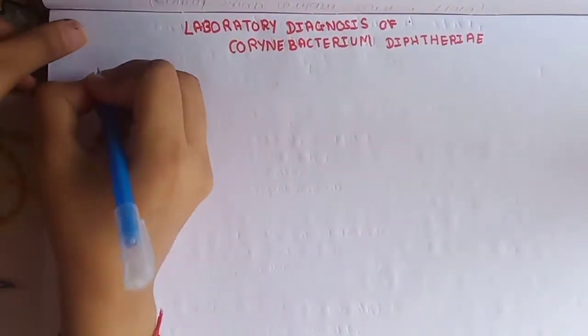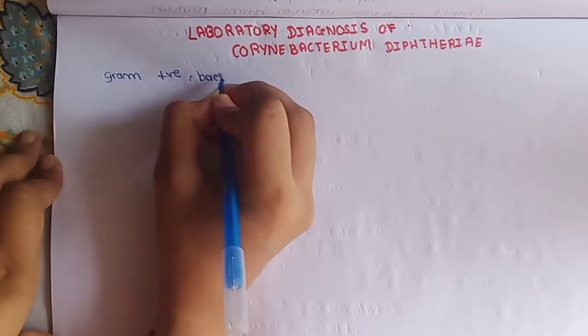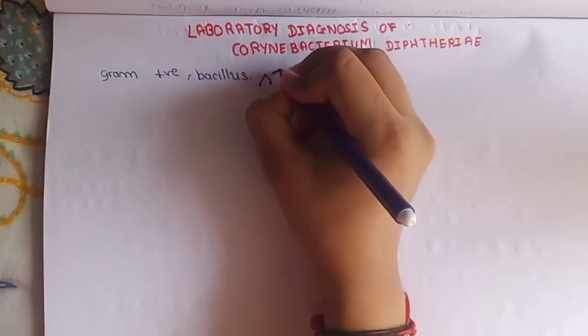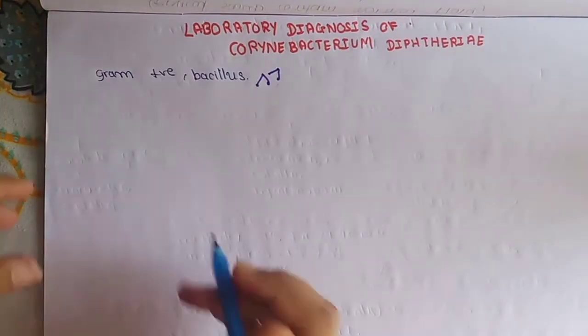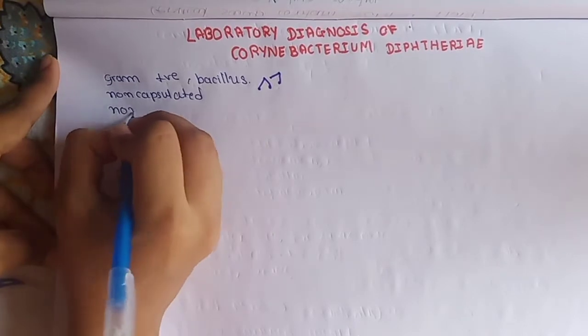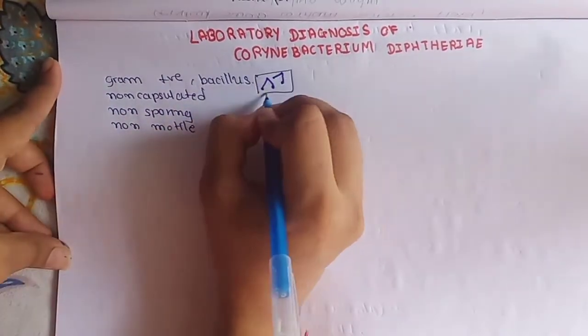In this video, we will talk about the laboratory diagnosis of Corynebacterium diphtheriae. Corynebacterium diphtheriae is gram-positive, meaning purple in color, and they are bacilli. They are non-capsulated, non-sporing, and non-motile. That's why I am showing it in a box.